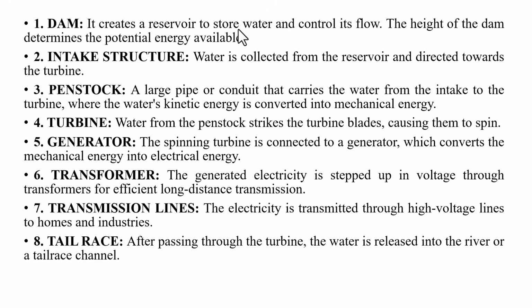Transformer, the generated electricity is stepped up in voltage through transformers for efficient long distance transmission. Transmission line, the electricity is transmitted through high voltage lines to homes and industries. Tail race, after passing through the turbine, the water is released into the river or tail race channel.